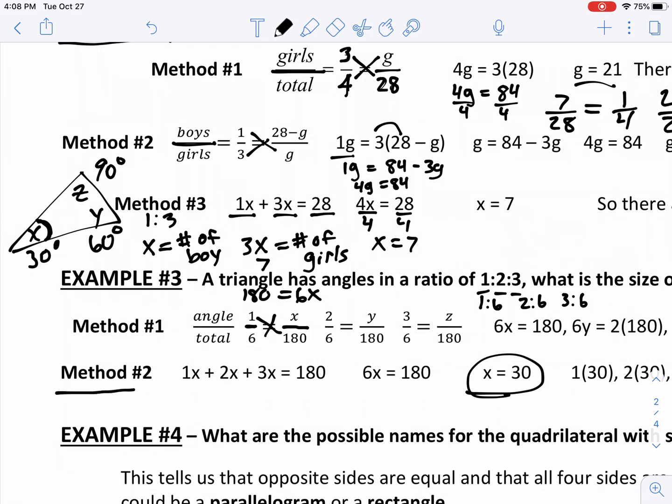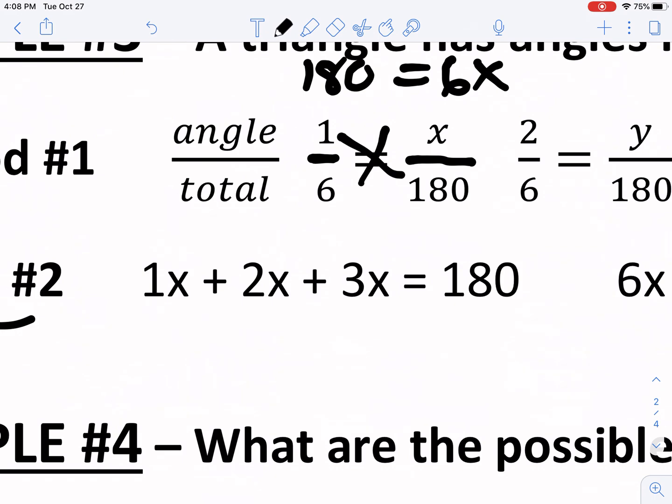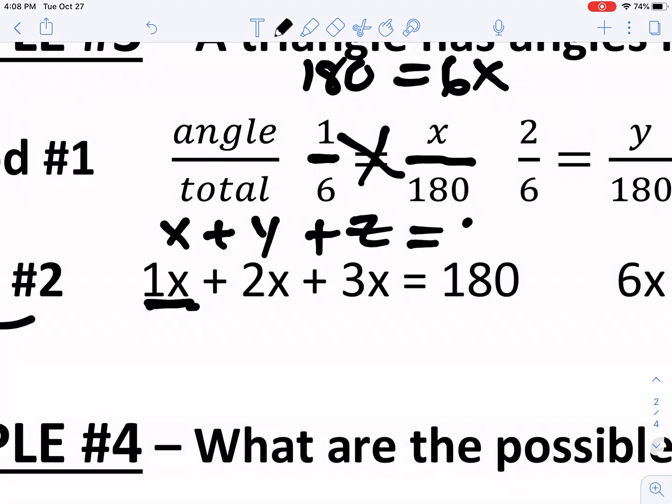Another way we could do it is kind of like we did before on the second method. If we think of x as the measurement of the smallest angle, then let's just think of this as x plus y plus z. All those angles have to add to be 180, right? So if we think of x as the smallest measure, then y would be twice as large, and z would be 3 times as large. That's what the ratio said, right? Twice as large and 3 times as large.